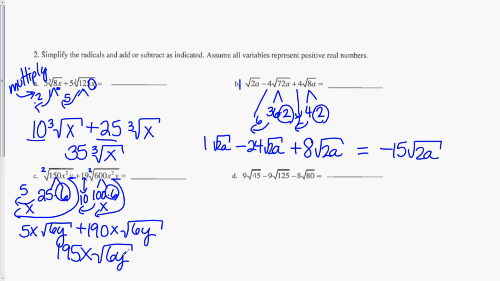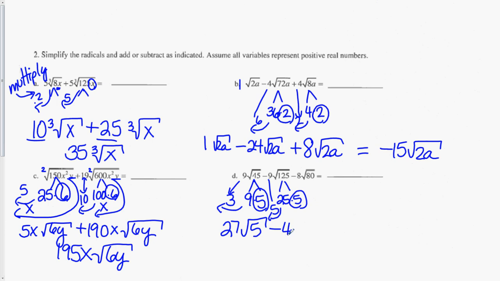Okay, last one. We've got a 45. That's going to be 9 times 5. The 9 comes out as a 3. I already have a 9. So 9 times 3 would be 27. 5 stays underneath. So I would venture to say that the rest of these are going to have a 5 that stays underneath. 125 is 25 times 5. A 5 comes out. 5 will stay. 9 times 5 will be minus 45 square root of 5.